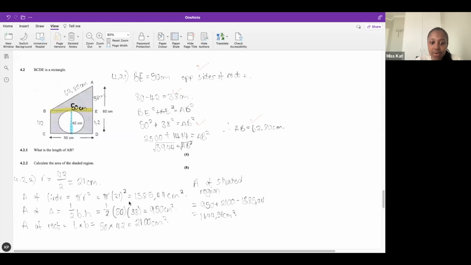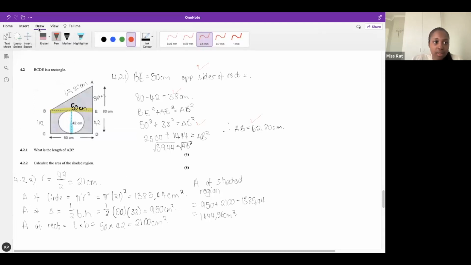Hello, ma'am. Ma'am, at the final answer for you made a mistake there. Okay. Let's see. What is it supposed to be? It was supposed to be 1664.56 centimeters squared. Oh, 1664, not 1644. Okay. Yes, ma'am. Thank you very much. Nice. Thank you. There we go. I definitely tongue twister for maths.